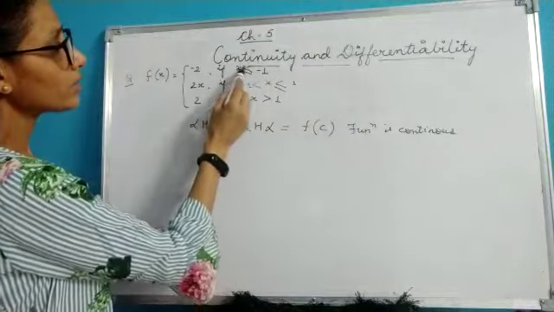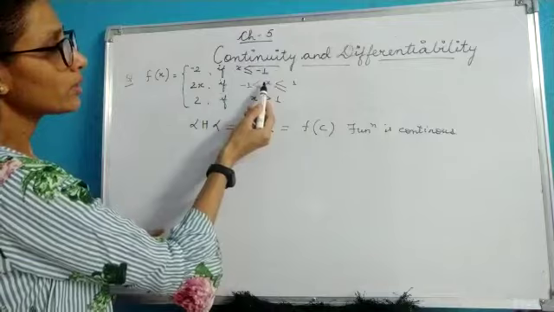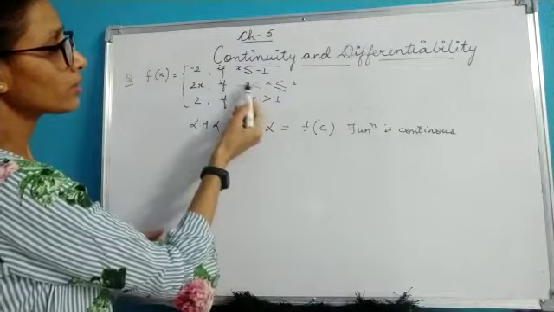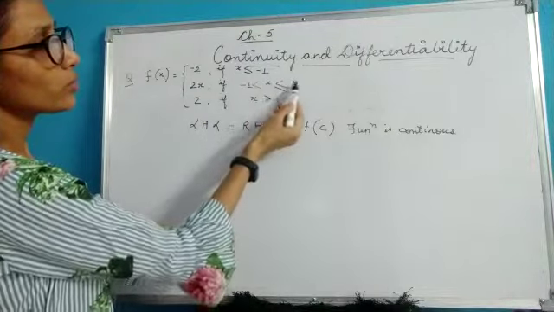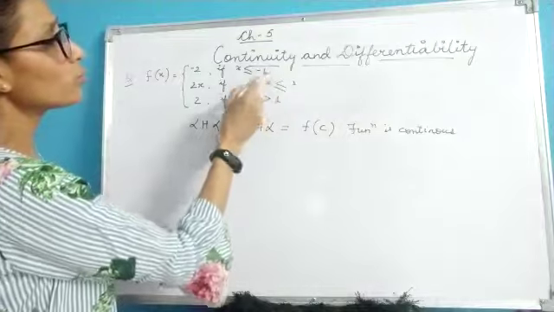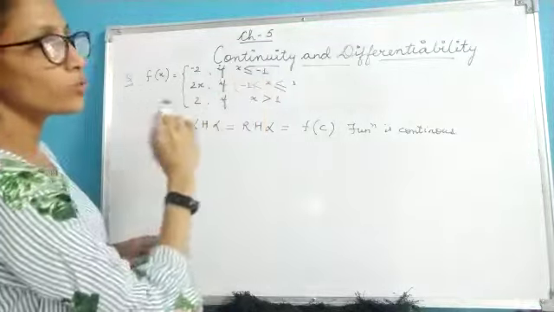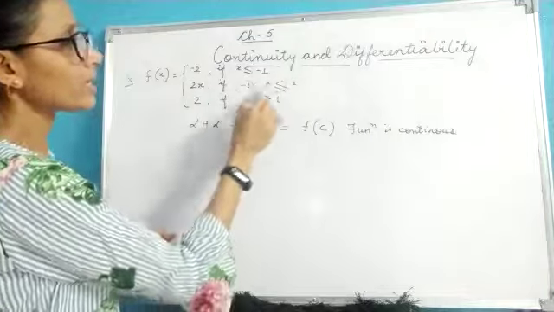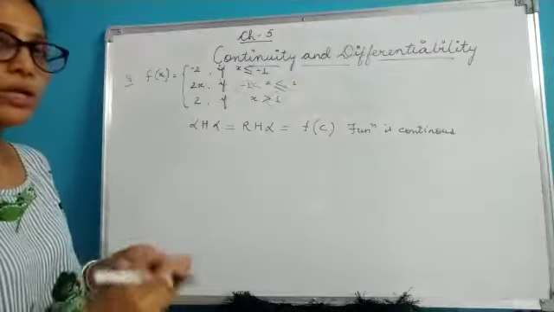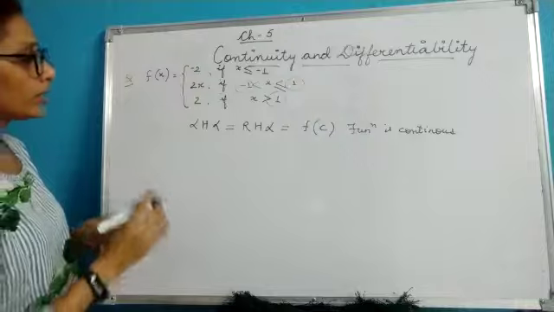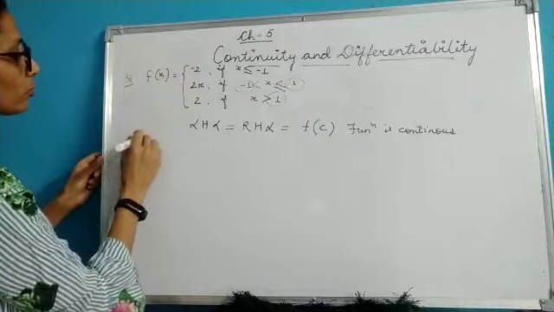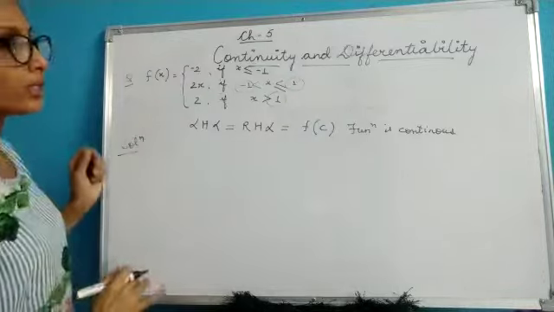Since it is given x is less than or equal to -1, x is greater than -1 and less than or equal to 1, I need to check the continuity at x equal to -1 and at x equal to 1 also. So let's see how we can perform the solution. So this is the condition of the continuity.